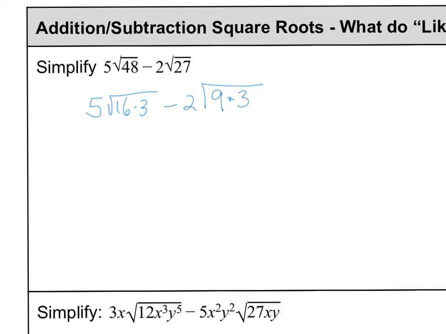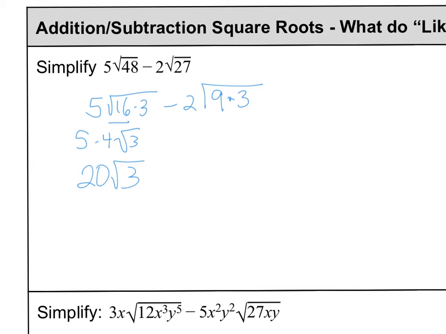So let's do this. 5 is going to stay 5. The square root of 16 I know is 4. The root 3 is trapped. So this left side becomes 20 root 3. And then what about this? Why don't you pause the video for a second, see if you can do this yourself, the same way I did this.